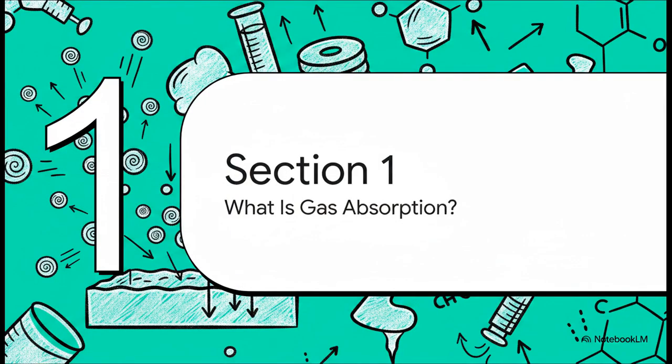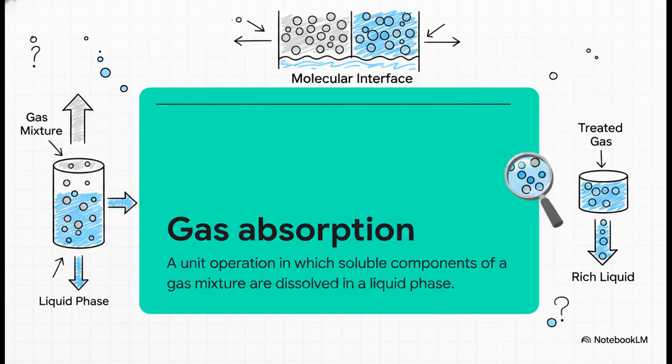Section 1. What exactly is gas absorption? Well, officially, it's defined as a unit operation where soluble components of a gas mixture are dissolved into a liquid phase. But simply put, we're basically taking a specific target from a big cloud of gas, forcing it across a molecular interface, and locking it down into a liquid. It's kind of like grabbing something out of thin air and trapping it in water.